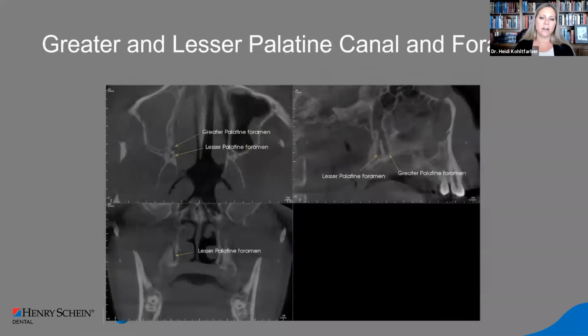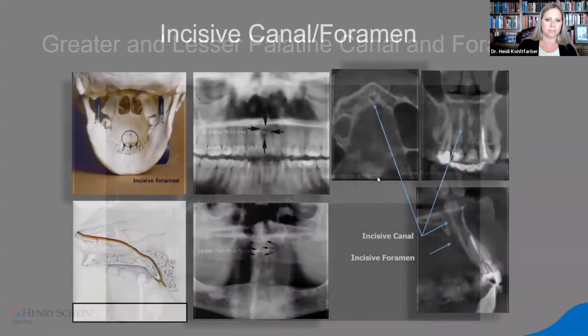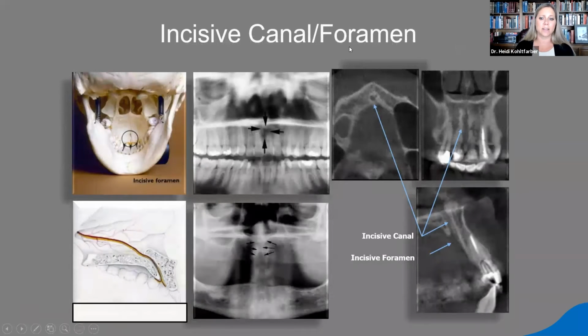Of course, we have our greater and lesser palatine foramen. You can see that very well. We've got our greater and our lesser. I think the sagittal sections show it beautifully. We've got the greater palatine canal and foramen and the lesser palatine canal and foramen extending down. And of course, you have an incisive canal and foramen.